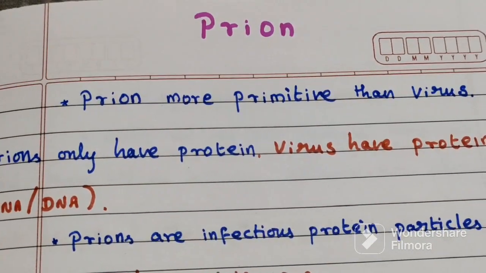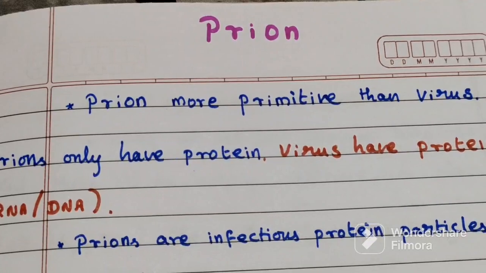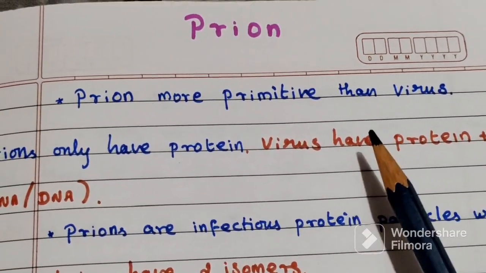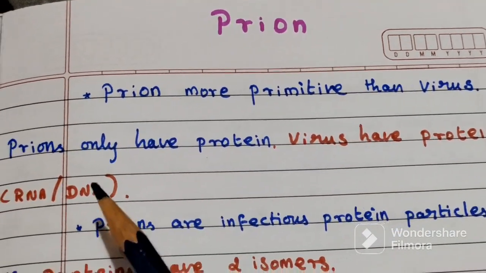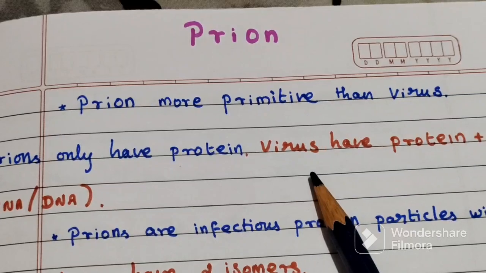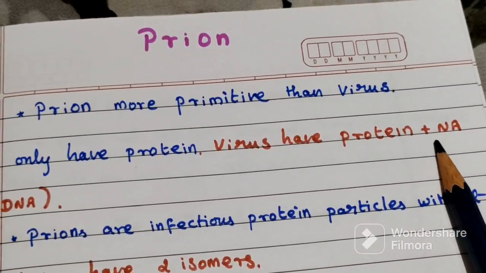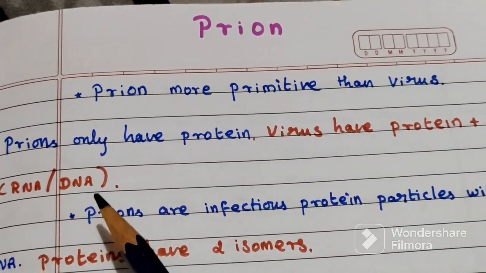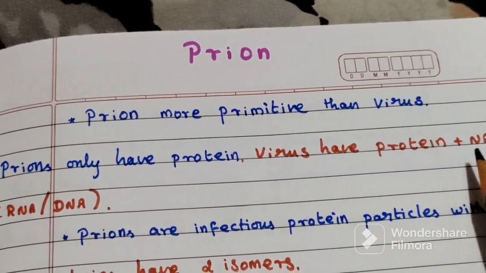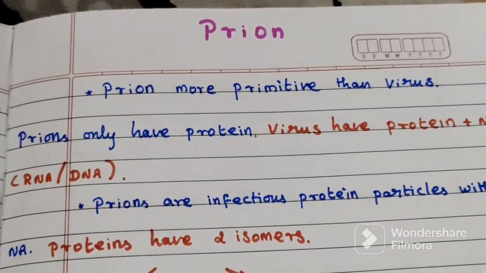Today's topic of discussion is prion. Prions are even more primitive than viruses because prions have only protein. Viruses have protein plus nucleic acid, either DNA or RNA. So only protein means prion, along with the nucleic acid means virus.